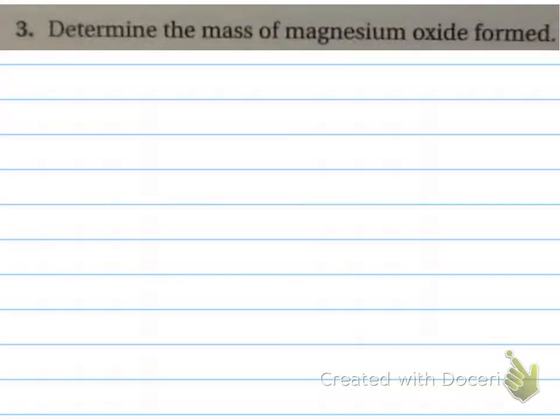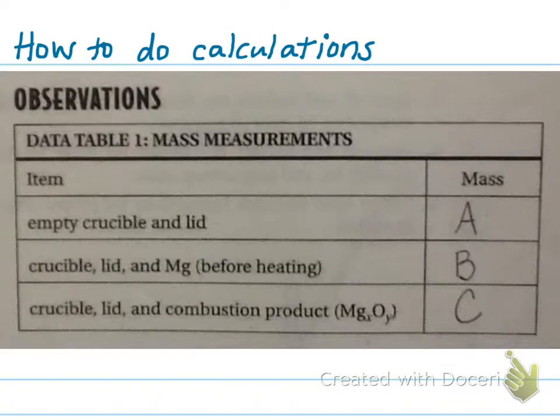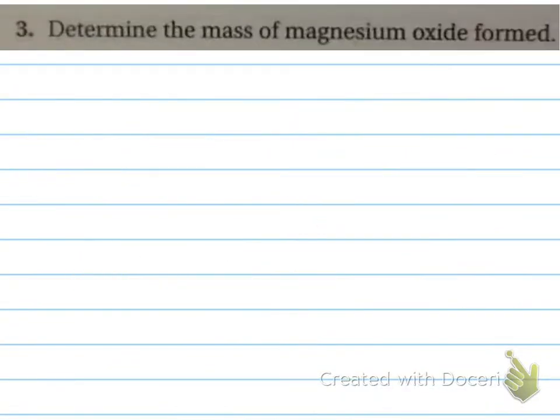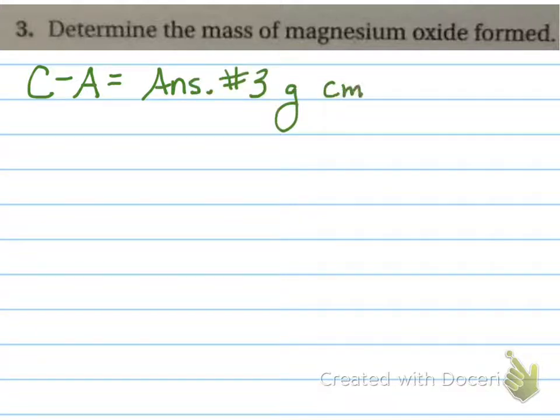Number 3, determine the mass of magnesium oxide formed. So again, you're going back to your data table and figuring out how you can figure out how much magnesium oxide you produced. To do that, you're going to do C minus A, which gives me my answer to number 3, my grams of compound formed.